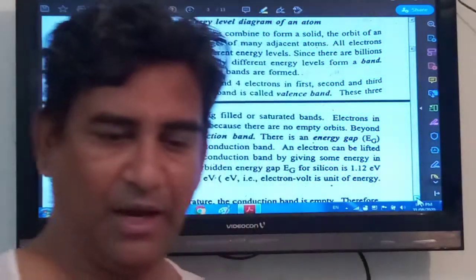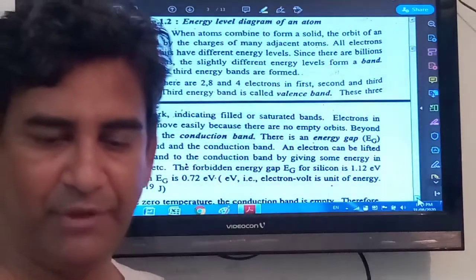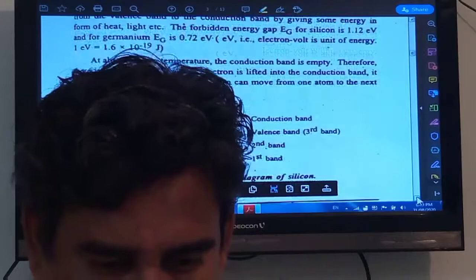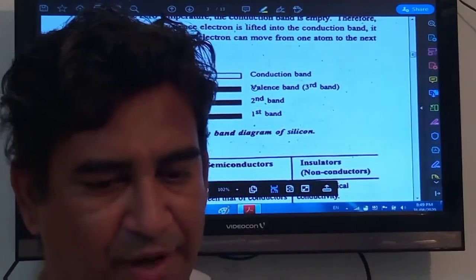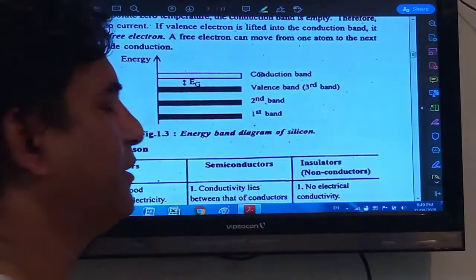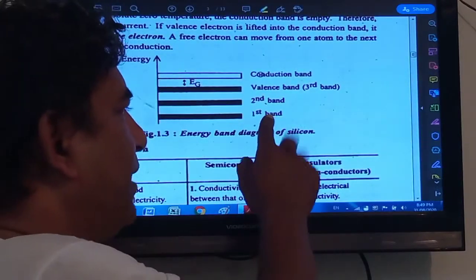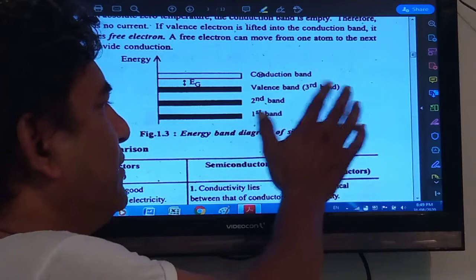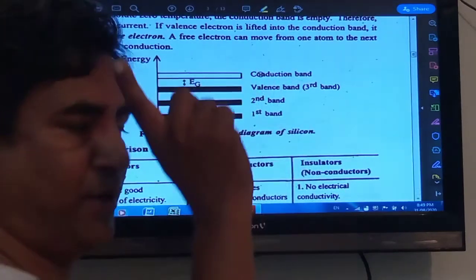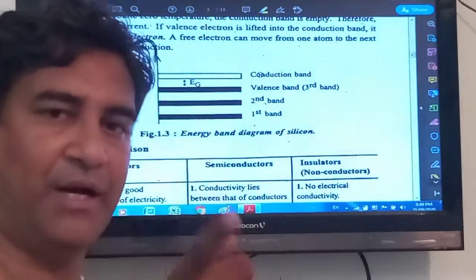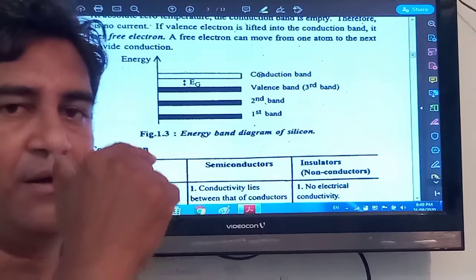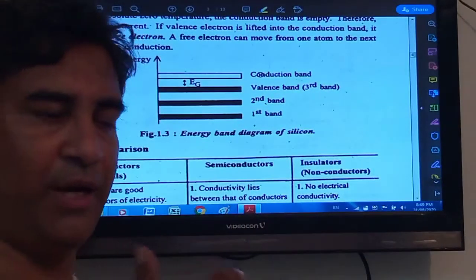The third band is shown in dark, indicated as the saturated band. Here you may observe the first band, second band, valence band and the conduction band. It is indicated with the band diagram. The first band, second band, third band. This third band indicates the valence band, the third orbit, and the one remaining is called the conduction band. The last orbit is the valence band, and the conduction band is shown above it.